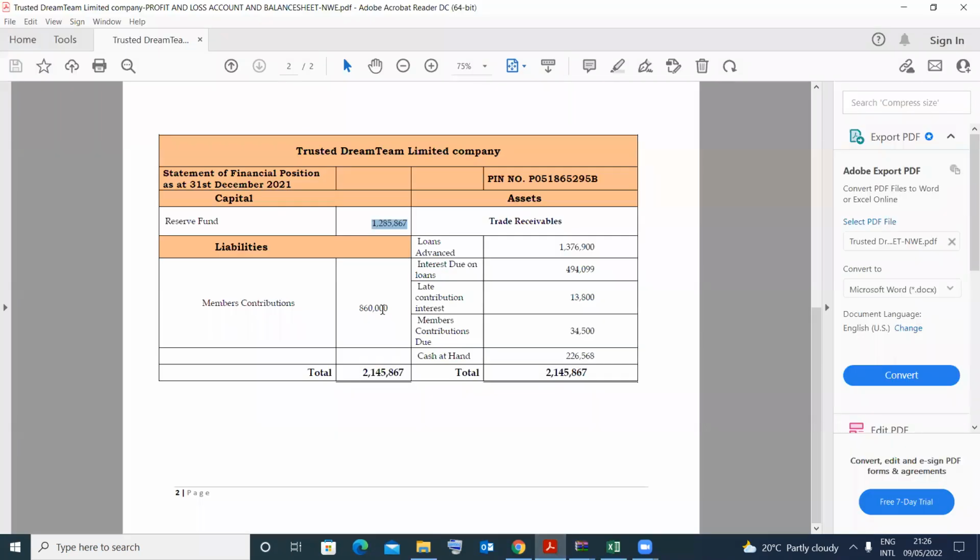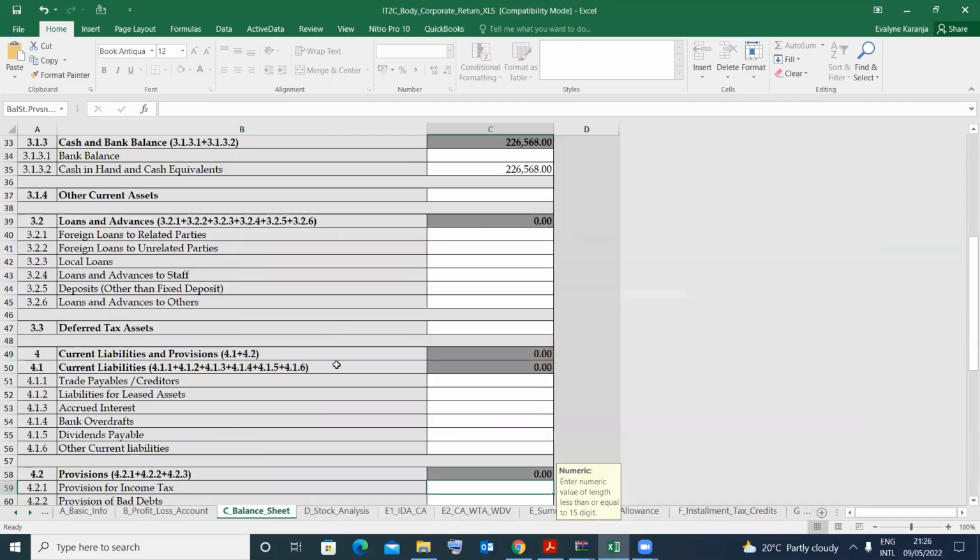So we have trade payables. We have bank overdraft. So we can put it in other current liabilities, si ndio? Okay. Because it's not specific. So we want to see whether it has balanced.